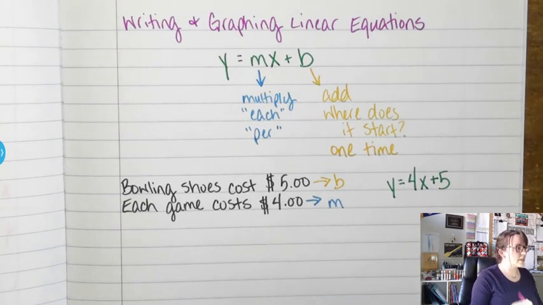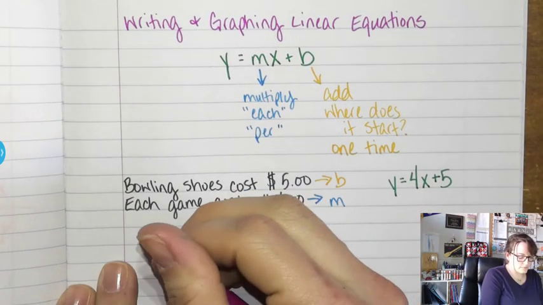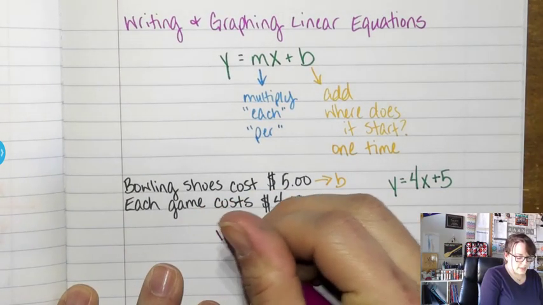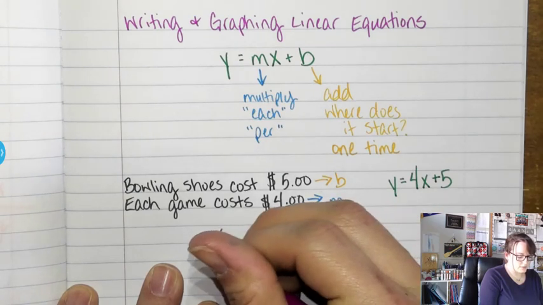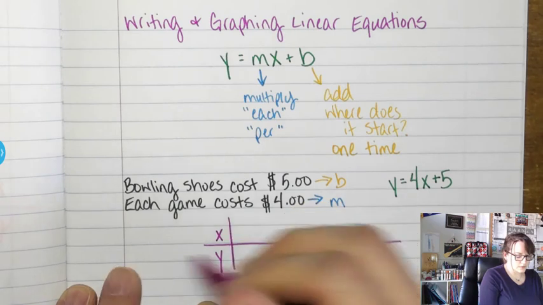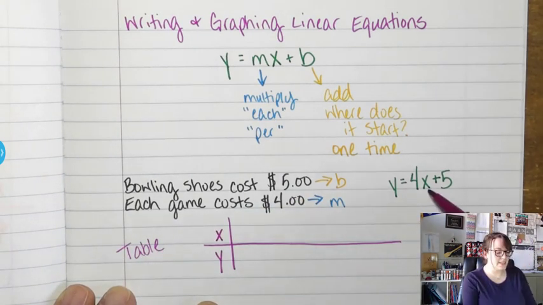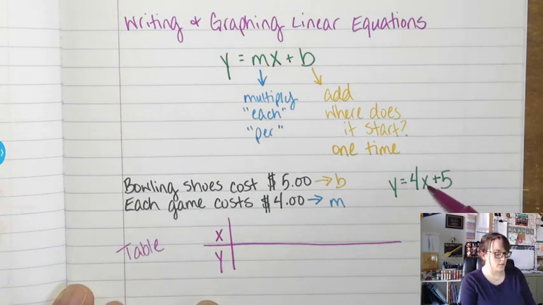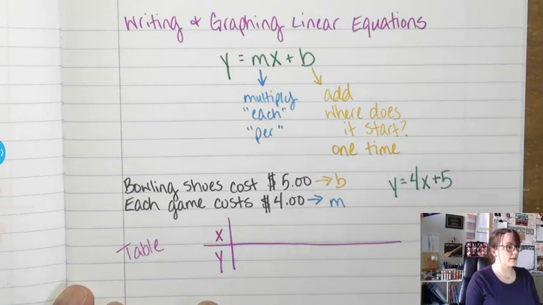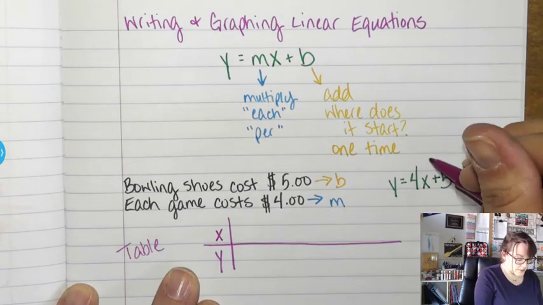Now that I have the equation, I could make a table, x and y. What is x? What do I multiply 4 by each time? What does 4 have to do with anything? How many games? Games. So x is games.